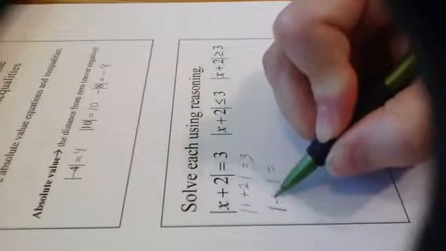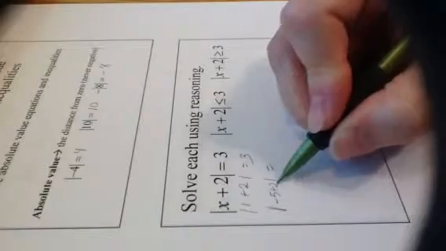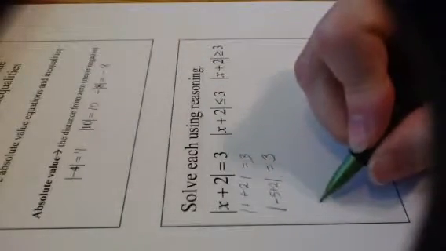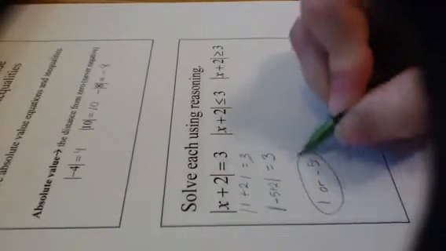We get negative 5 plus 2. That would be a negative 3. And when we take the absolute value, we get positive 3 again. So we have two solutions, 1 or negative 5. Those are our two solutions.